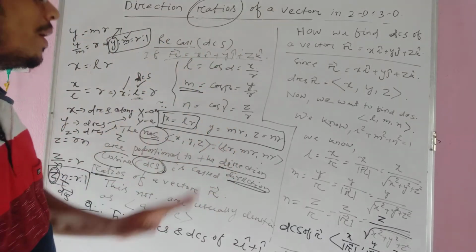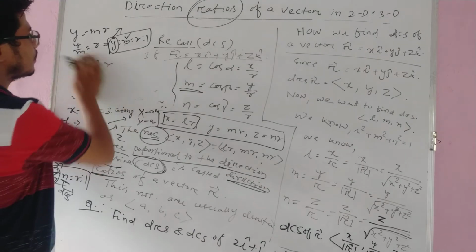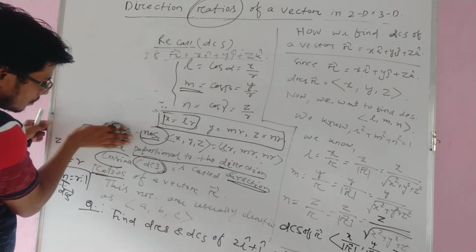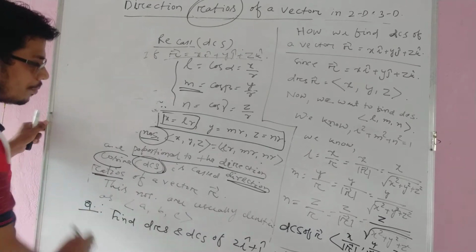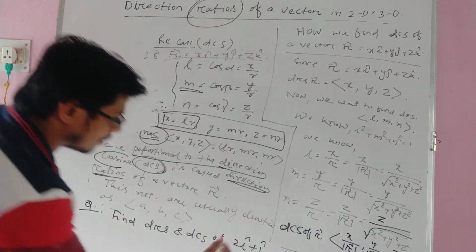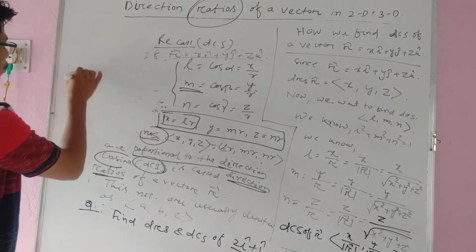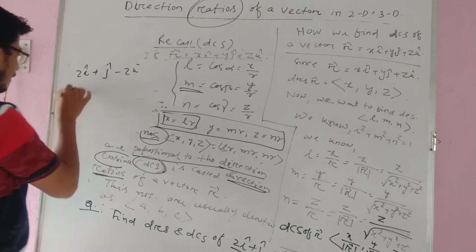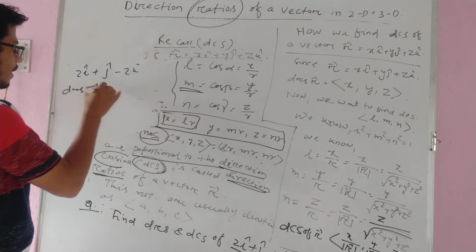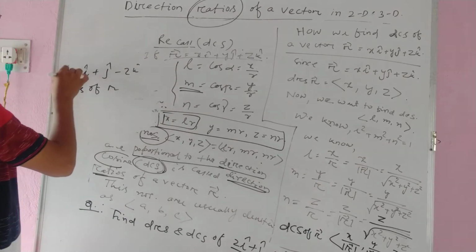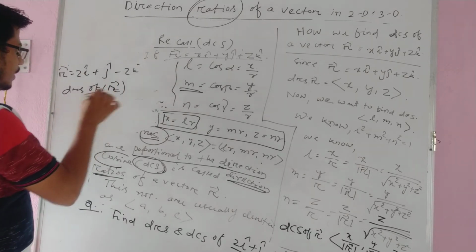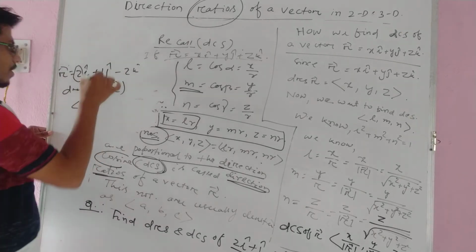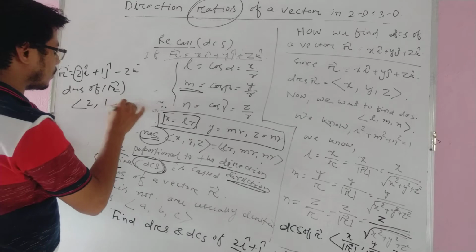In a simple way we remember this. Suppose this is a vector, 2i plus j minus 2k. So what is the DR of the vector r? The DRs are the coefficient of i, which is 2, the coefficient of j, which is 1, and the coefficient of k, which is minus 2.